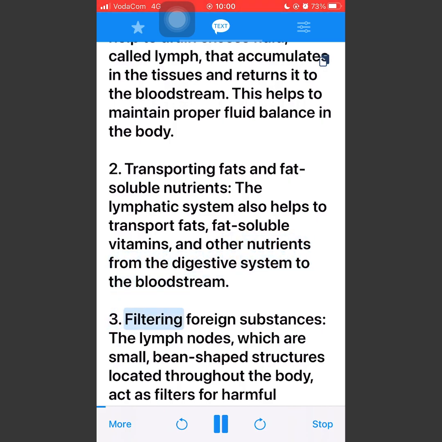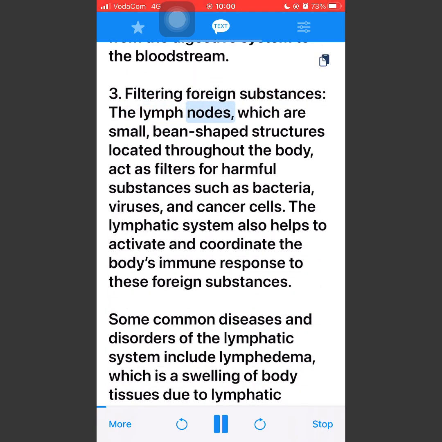3. Filtering foreign substances. The lymph nodes, which are small, bean-shaped structures located throughout the body, act as filters for harmful substances such as bacteria, viruses, and cancer cells. The lymphatic system also helps to activate and coordinate the body's immune response to these foreign substances.